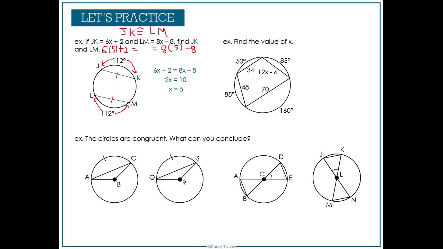This is 6 times 5, that's 30, which gives us plus 2, so that's 32. Over here, we got 8 times 5, that's 40. 40 minus 8 is also 32. So we have 32 for JK and LM. So you're just using a lot of the properties that we have there to make sense of this, so we know what's equal and how we can solve anything.